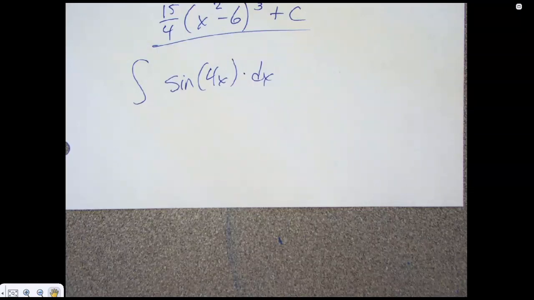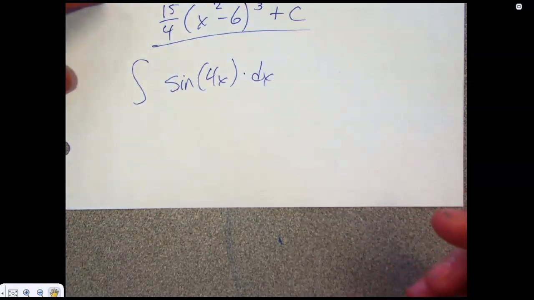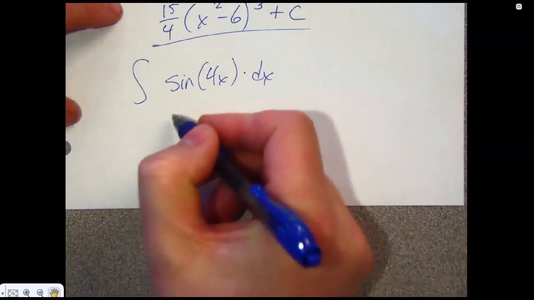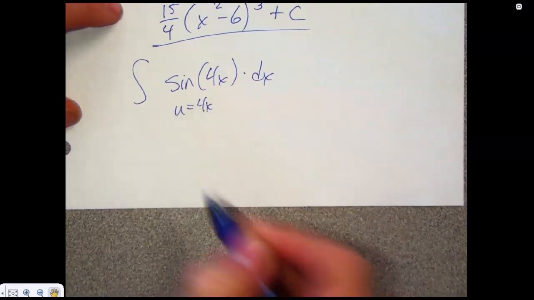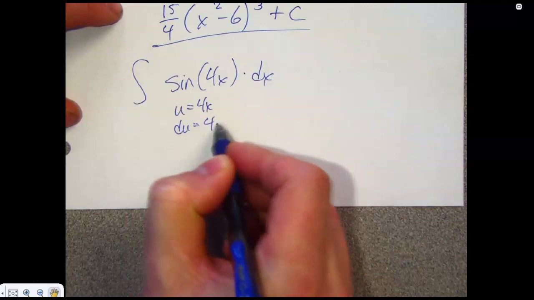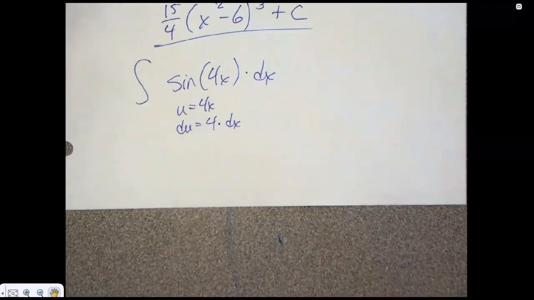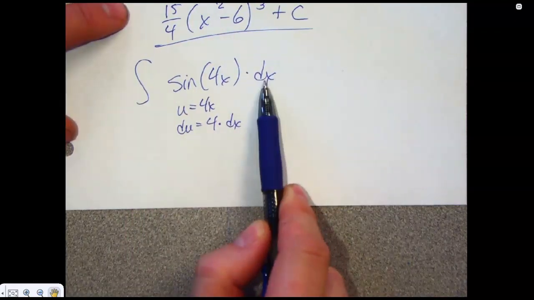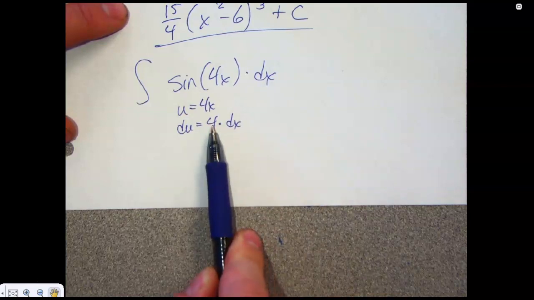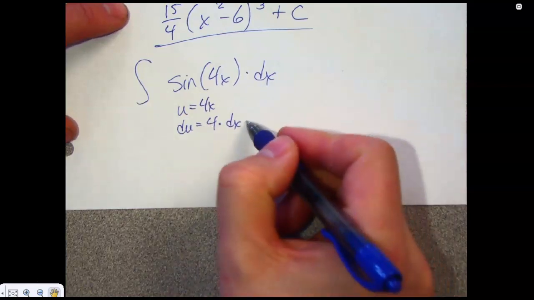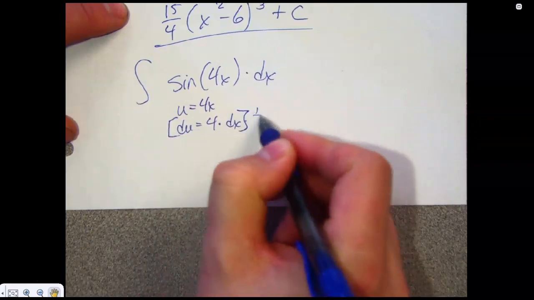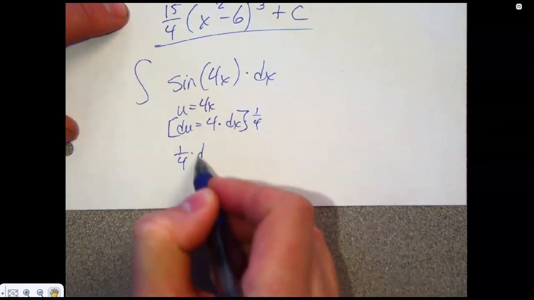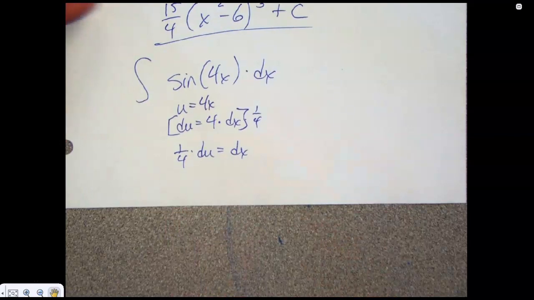And I haven't really done it with trig, so if you don't get it, I wouldn't worry about it. But just thought I'd throw it out there. So you would say u equals 4x. Du would then be 4 times dx. Well, you don't have 4 times dx, you just have plain dx. So I got to get rid of the 4. So what do I multiply by to get rid of that 4? Multiply everything here by 1/4, so you'll get 1/4 times du equals dx.